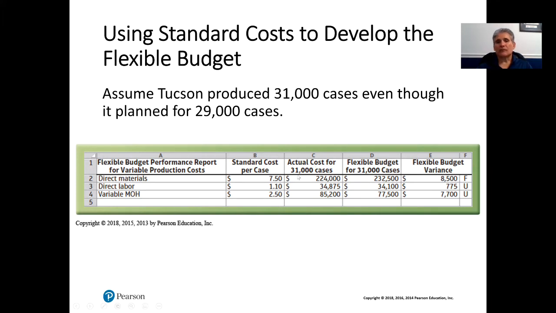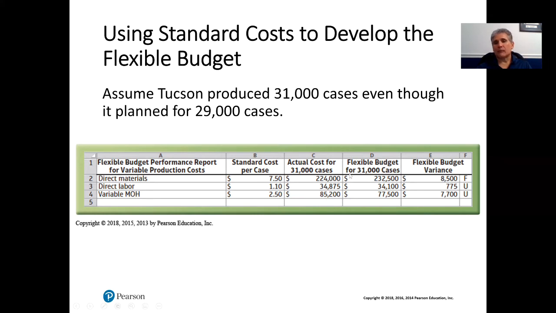Okay, our actual cost for 31,000 cases was $224,000 for direct materials. That's what our product costs, the items that we use for direct materials cost. Direct labor, this is the amount of money we paid out to our employees. And then our variable manufacturing overhead, which includes all utility costs, janitorial costs, all the variable costs that we have under MOH, manufacturing overhead. These are the actual costs for 31,000 cases.